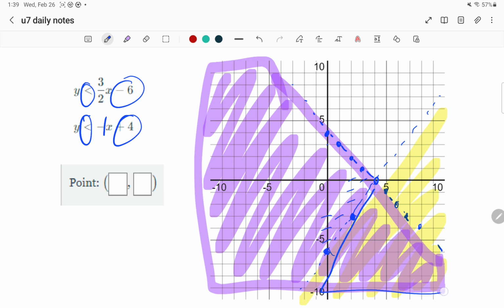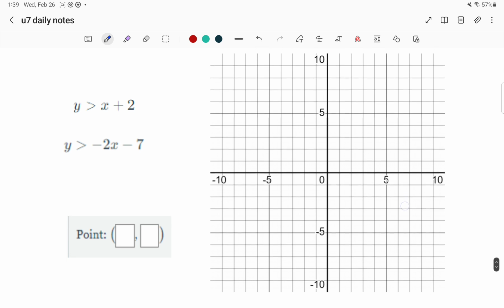My double shaded area was this spot right here. That whole spot is my answer. Every point in there is an answer. Delta Math just wants you to pick one. So you can pick this one or this one or this one or any of them. Okay? For the sake of the example, I'm going to pick 6, -7. 6, -7 is one of the points in my solution region. It will work. Okay? One more time.